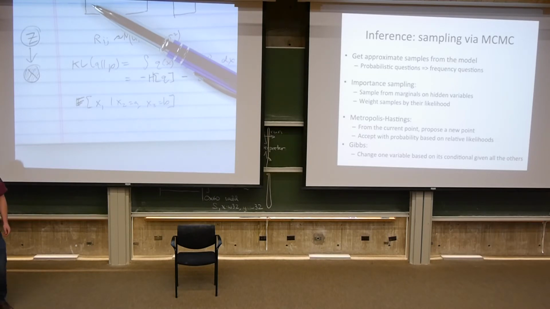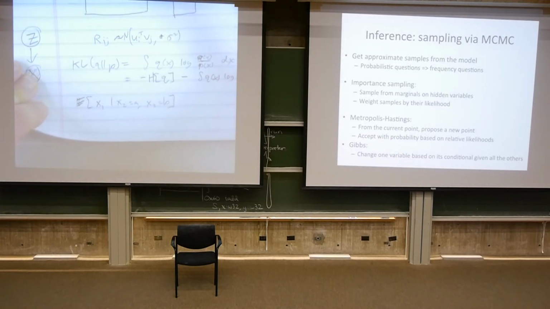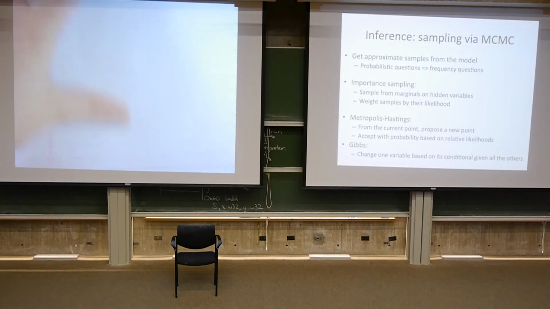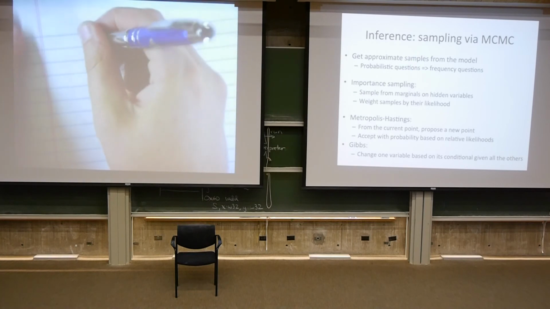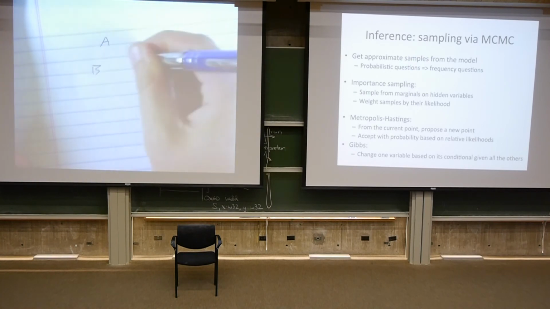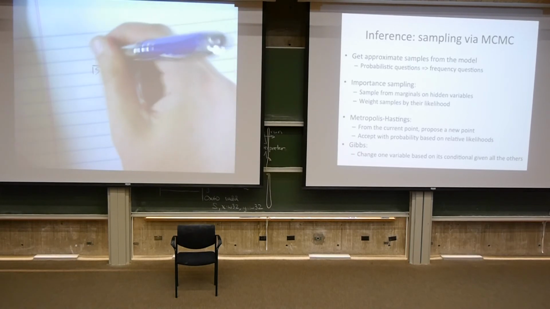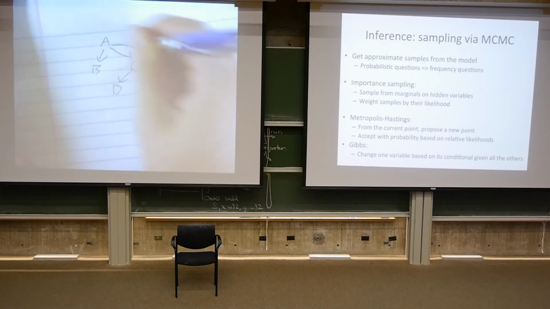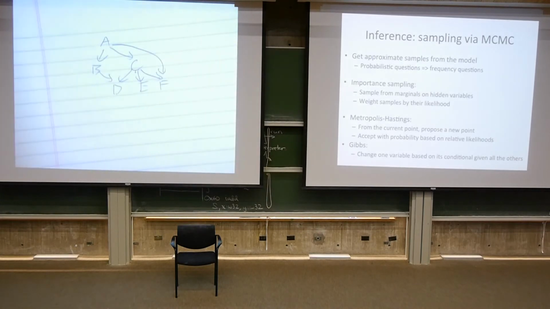There's also a special case of that called Gibbs sampling, where the way that you propose a new point is you take, so if you have some graphical model, whatever.